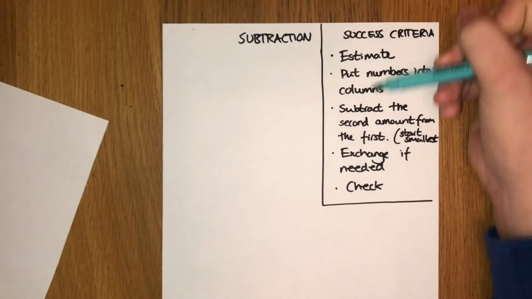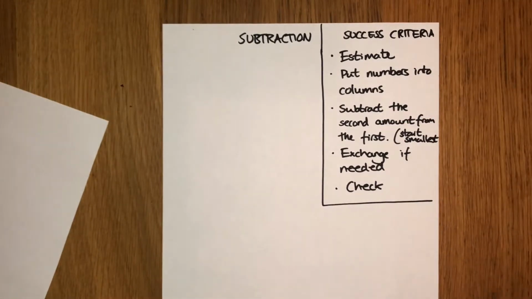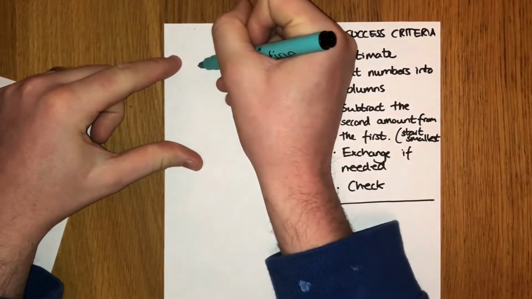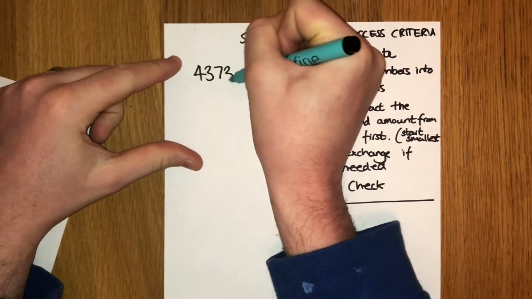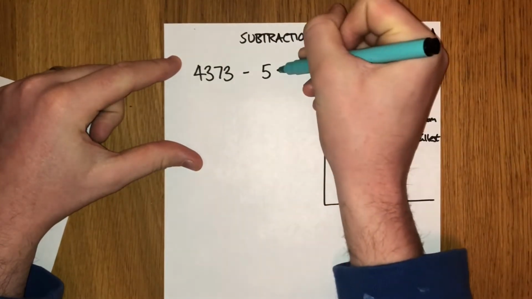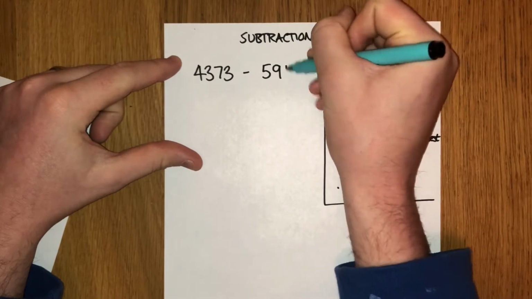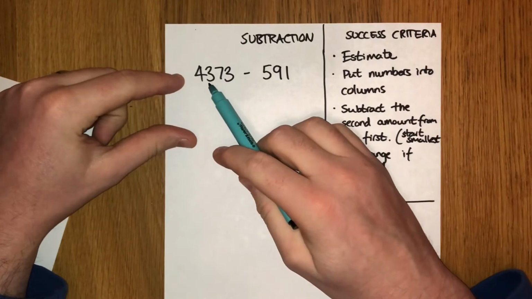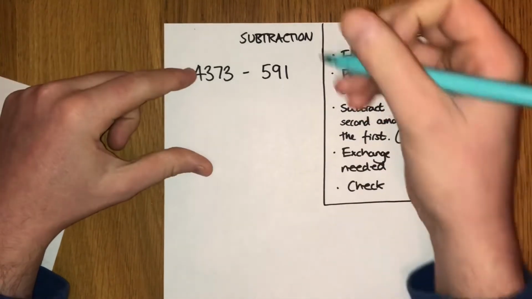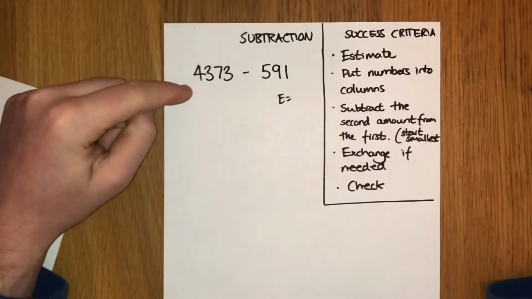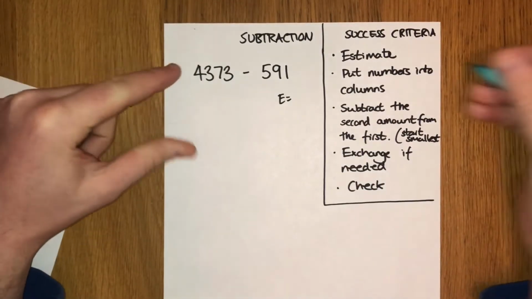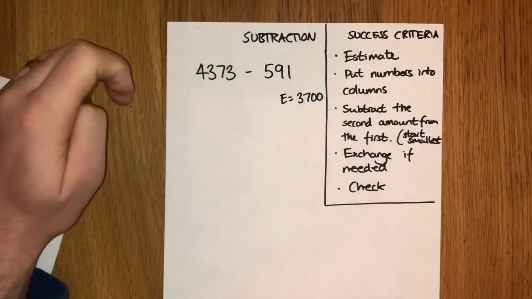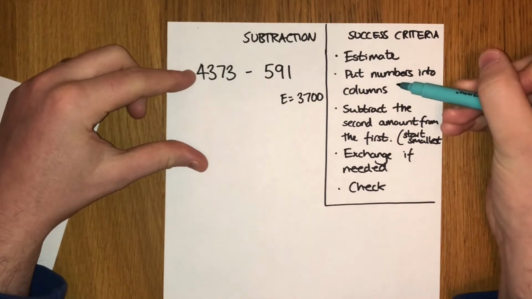Okay then, subtraction. So success criteria here, if you want to pause it and have a read through, then by all means do. And I'm just going to run through 2 examples. Example number 1, let's do something like 4,373 take away 591. So I'm going to estimate that, 4,300 take away about 600. My estimation is going to be somewhere, I'll take away 300 gets me to 4,000, take away another 300 gets me to about 3,700.